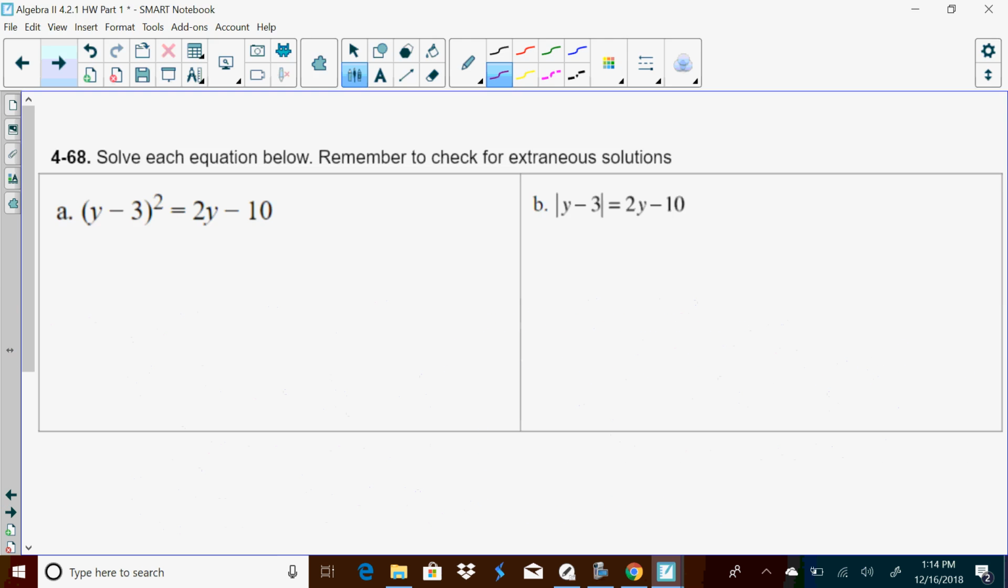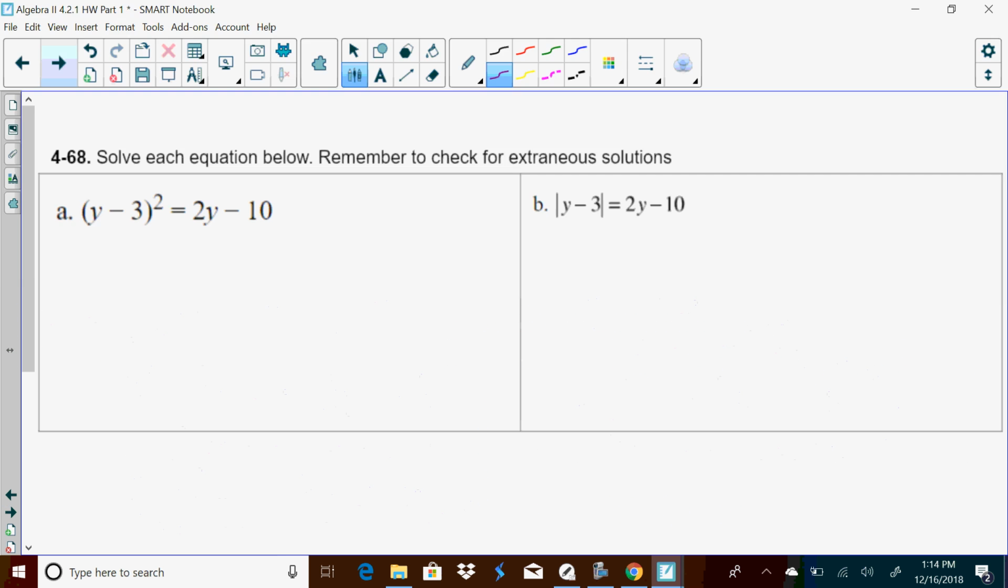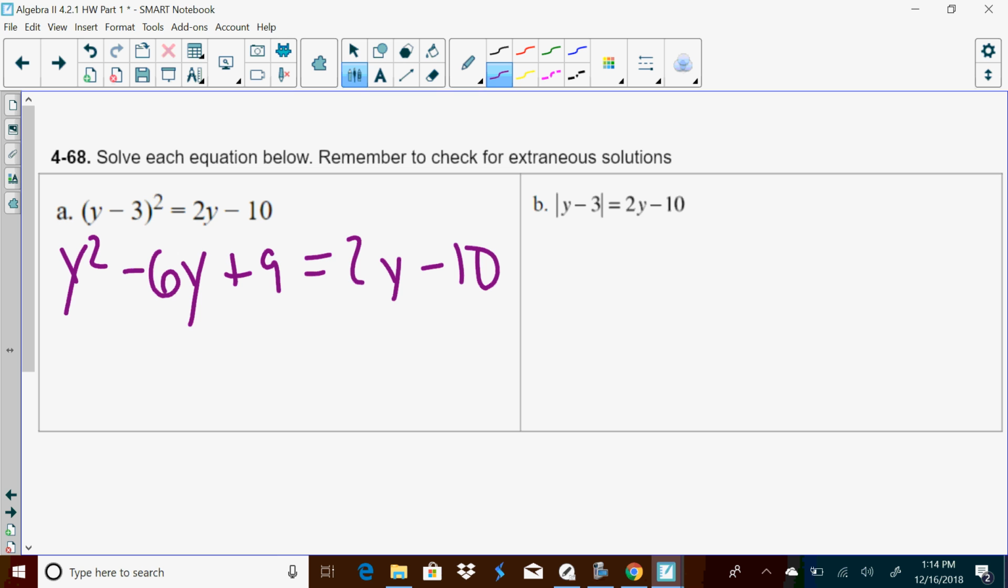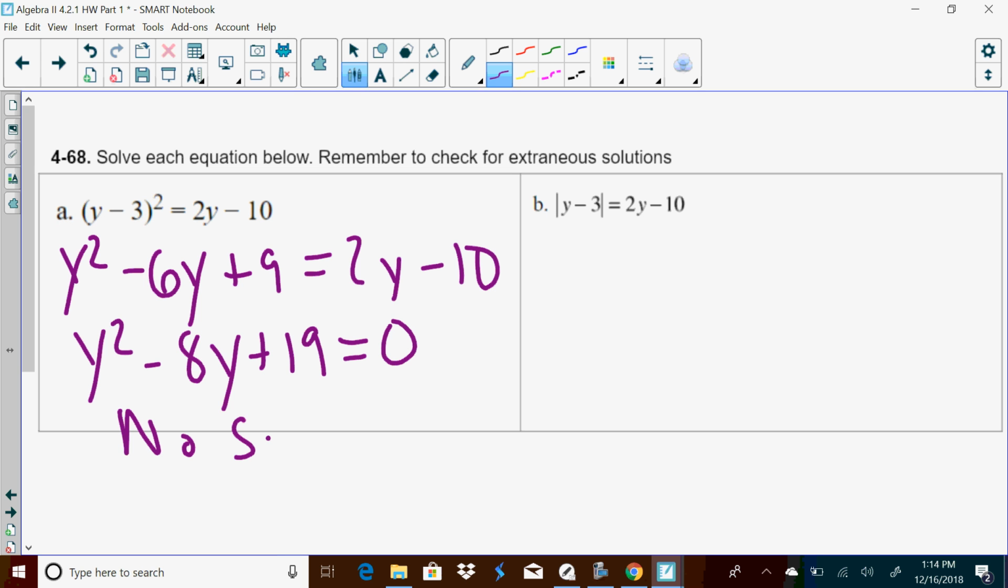Problem 68, solve each equation below. So for this first one, I started to solve it. So I got y squared minus 6y plus 9 equals 2y minus 10. So then I did y squared minus 8y plus 19 equals 0. And I started to try to find a solution. So then I put it into my graphing calculator, and it turns out there is no solution.